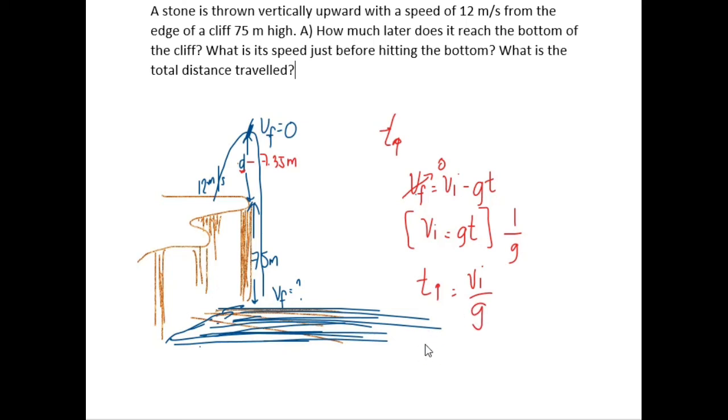Okay? So, let's substitute. Our initial velocity is 12 meters per second divided by 9.8 meters per second squared. So the meter and one second cancel out, and we'll have the unit for time as seconds. The time upwards equals 1.22 seconds.